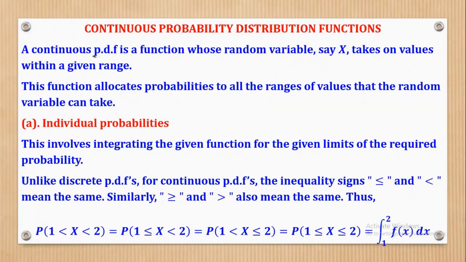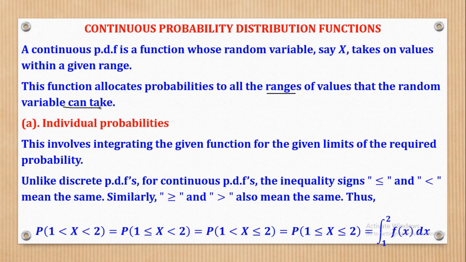So a continuous PDF. PDF is the short form of probability distribution function. A continuous PDF is a function whose random variable, say x, takes on values within a given range. So it has inequalities, like x is greater than or equal to 1 but less than or equal to 3. It means this is a random variable and its function will be a continuous PDF. This function allocates probabilities to all the ranges of values that the random variable can take.